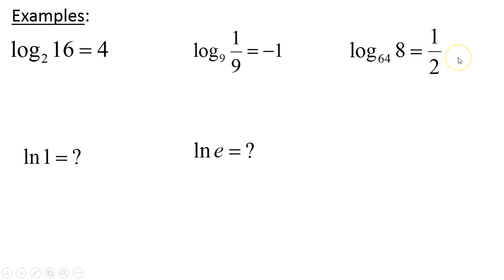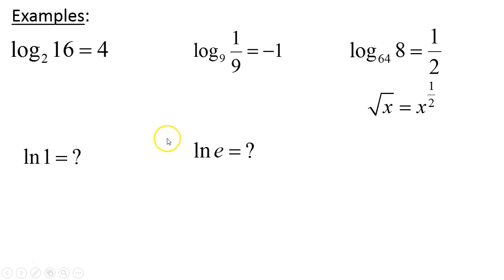If that's not working for you, maybe this will help. The 1/2 power is basically the same idea as taking the square root. So if I take the square root of 64, I get 8, which means that 64 to the power 1/2 gives me 8, because that's the square root.